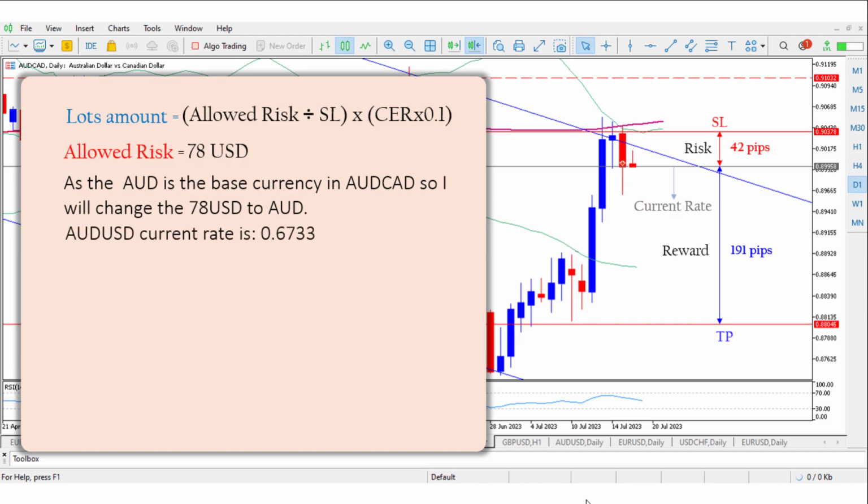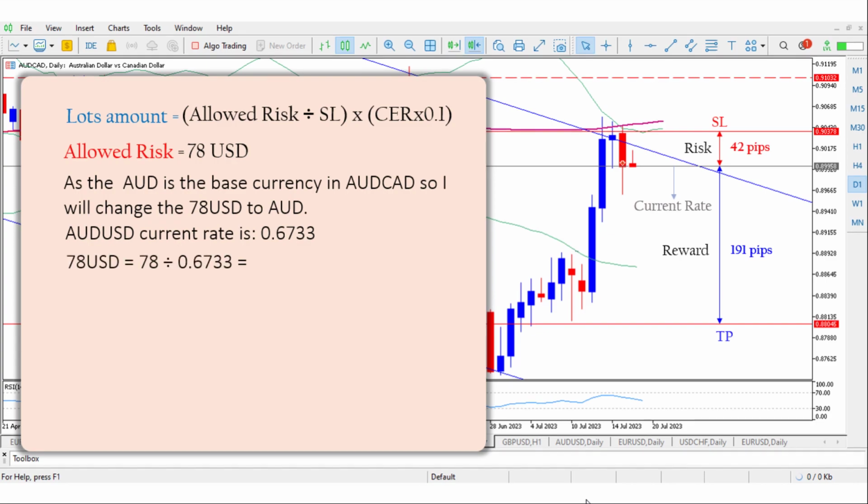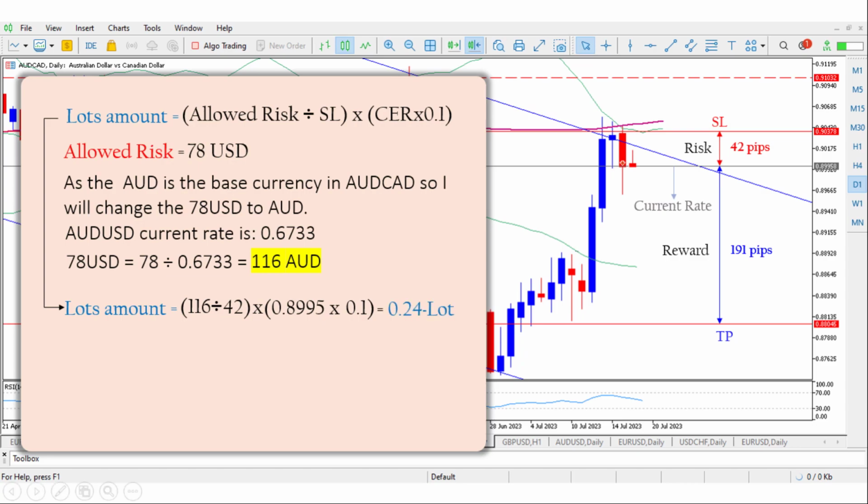AUD USD current rate is 0.6733. So 78 US dollars is equal to 78 US dollars divided by the current AUD USD exchange rate, which is equal to 116 Australian dollars. So after I change the US dollar to the base currency, now the loss amount will be 116 AUD, which is the allowed risk, divided by the stop loss or risk amount, which is 42 pips here, times the current exchange rate, which is 0.8995 times 0.1, which is from the formula. So finally the lot size for this trade will be 0.24 lot.